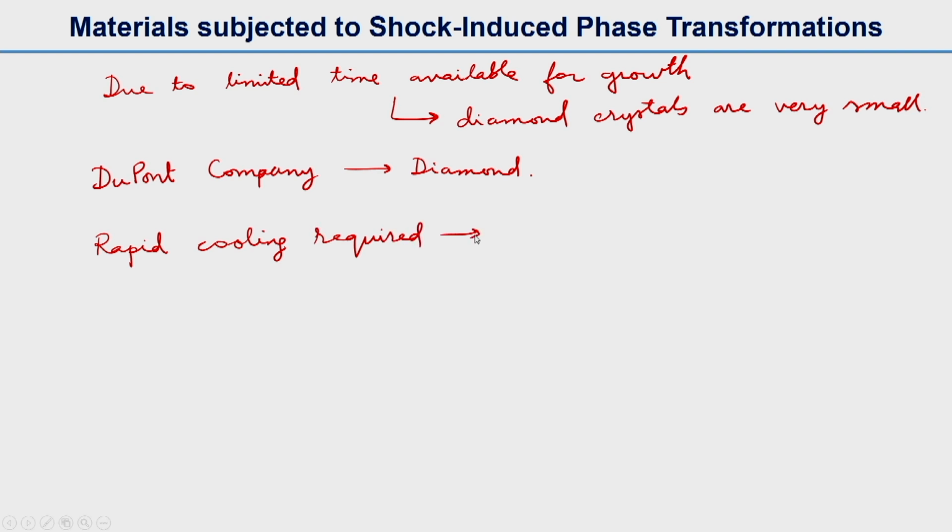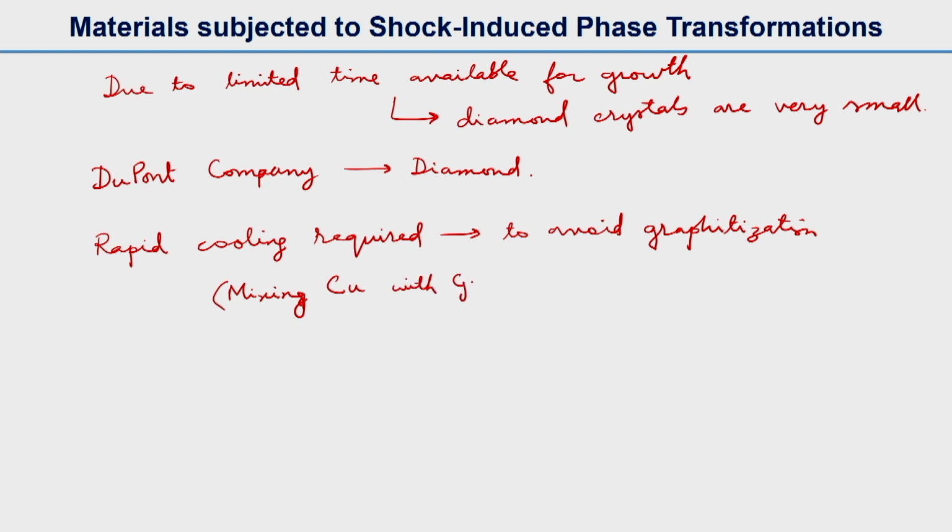To avoid graphitization, that means it can again convert into graphite, rapid cooling is required. Sometimes mixing copper with graphite helps in quenching. So copper acts as a quenching medium.